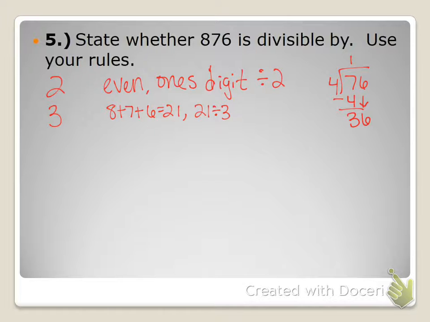Somebody said it. Somebody was saying the wrong thing too, though. How many times does 4 go into 36? 9 times. 9 times 4 is 36. So our remainder is 0. So is our number going to be divisible by 4? Andrew, what's the answer? Yes. Yes, because 76 was divisible by 4.